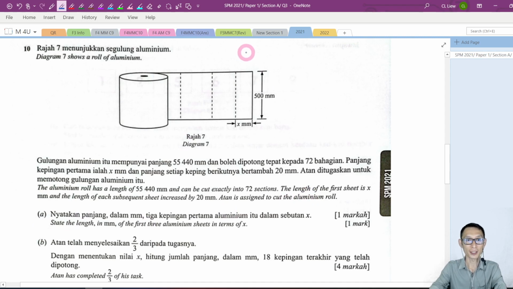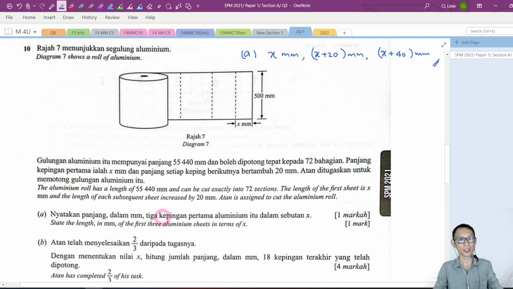Okay, part A is actually very easy. State the length in millimeters of the first 3 aluminium sheets in terms of x. So the first one will be x millimeters, the second will be x plus 20 millimeters, and the third will be x plus 40 millimeters. Okay, this is the answer for part A. Now let's go to part B.